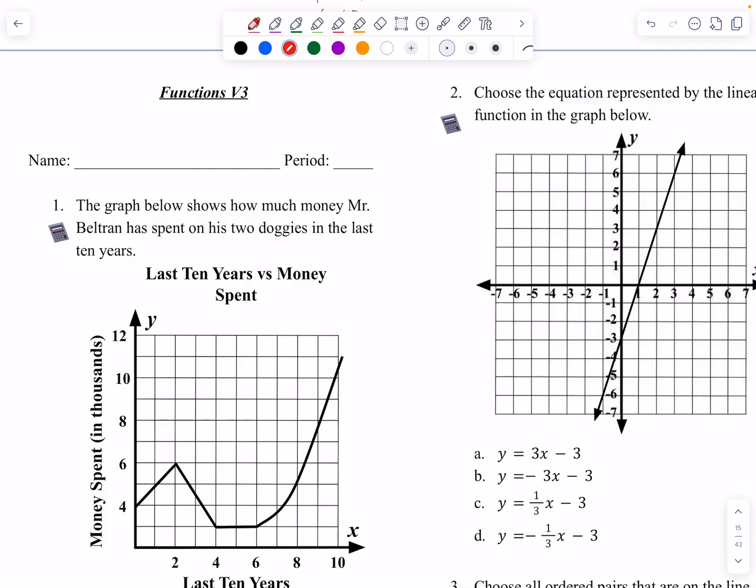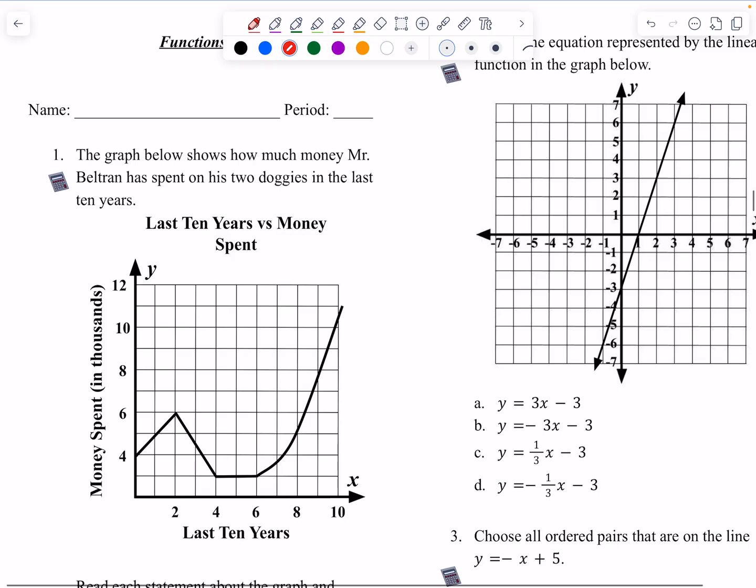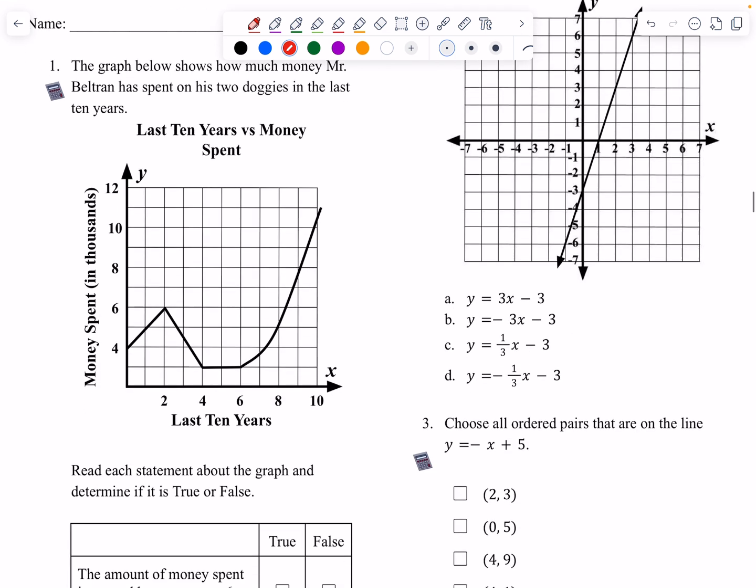All right. So the graph below shows how much money Mr. Beltran has spent on his 2 doggies over the last 10 years. Oh, Bella and Ariel. So expensive sometimes. Read each statement below about the graph and determine if it's true or false.